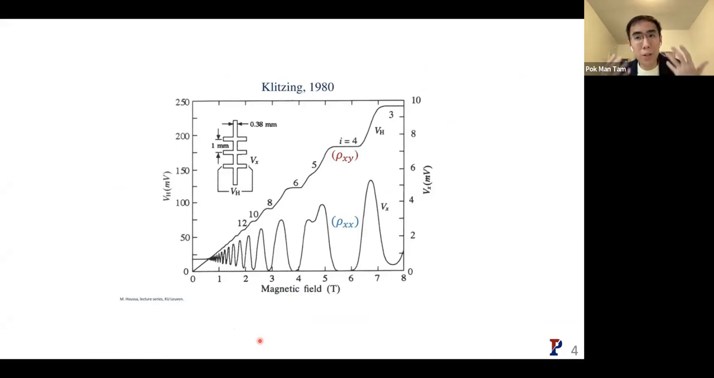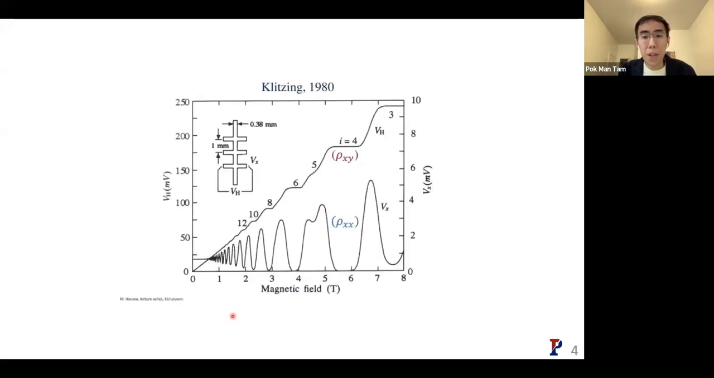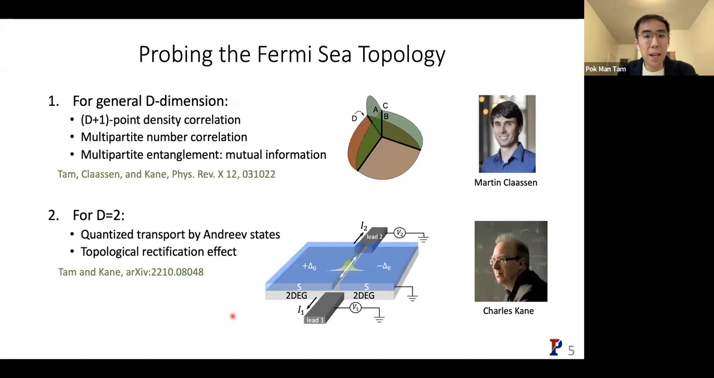What he did is to measure an elegant, simple physical quantity, a Hall conductance, and then see this very perfectly quantized plateaus, which reflects the topology of his system of the integer quantum Hall insulator. So we want to ask a similar question here for metals. If the metal has different topology associated to the Fermi sea, can we indirectly probe this quantized integer?